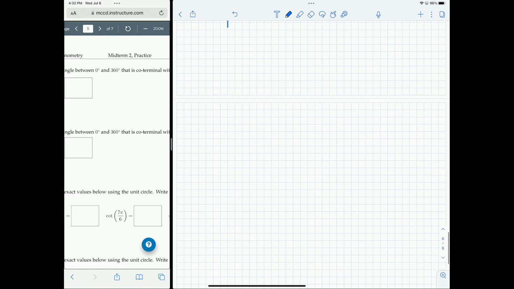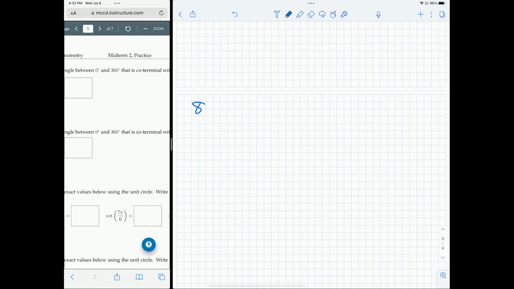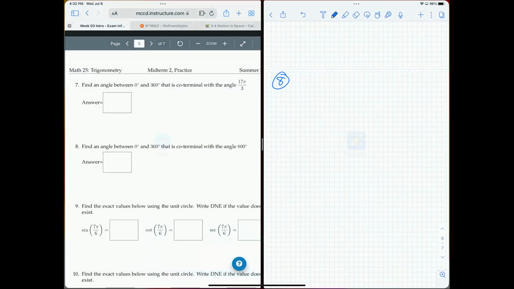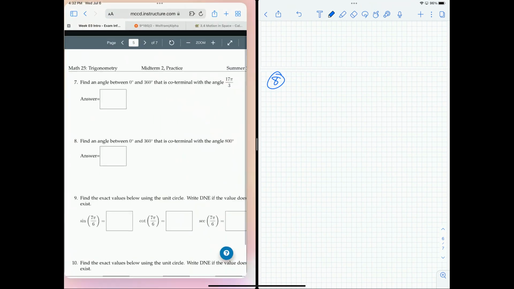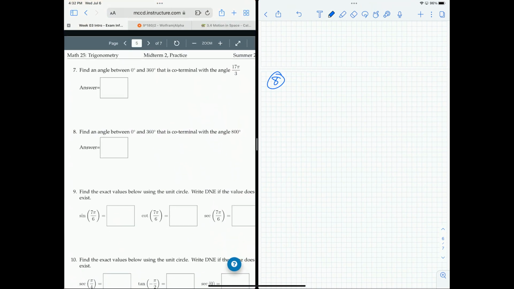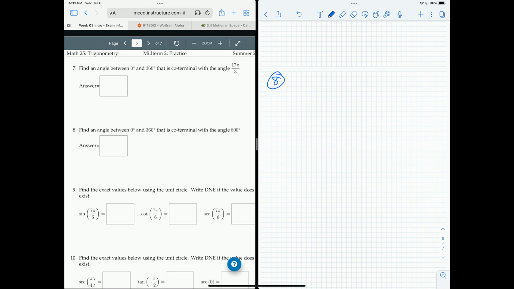So I know we were looking at problem 7. I'm going to do 8 and then come back to it, okay? I do these out of order for a good reason, I think. Problem 8 is in degrees, so same thing, right? Angle in 0 to 360 degrees, coterminal with 800. Obviously 800 is not between 0 and 360.